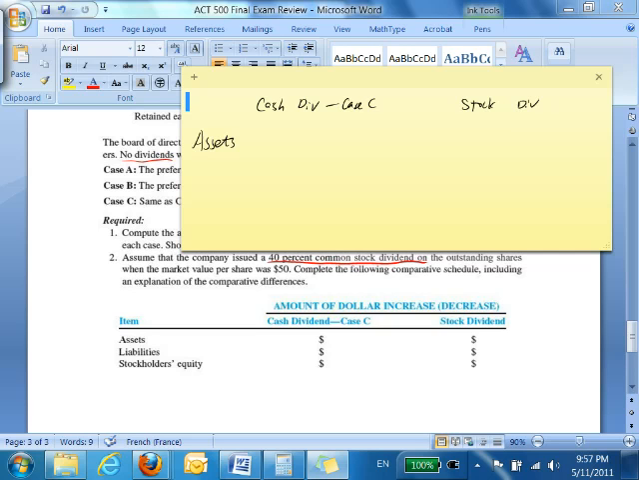For assets, if it's a cash dividend, they use cash to pay the dividend, right? So cash reduces, assets reduce. 75,000 decrease, because the cash account reduces. Stock dividends have no effect on assets.